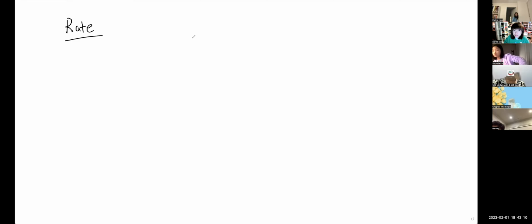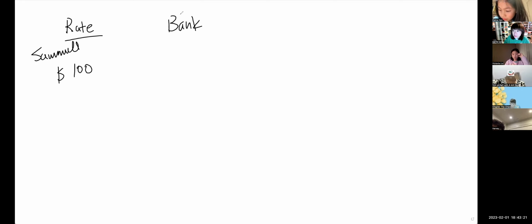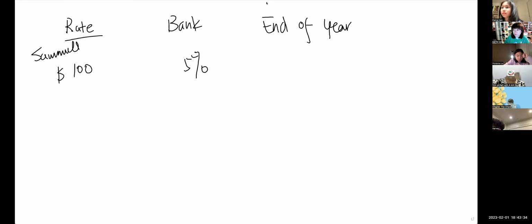For instance, say $100, okay? And Samuel has $100 and deposits the money into the bank. And the bank said, hey, Samuel, if you spend $100 for us, now I'm going to give you 5% interest. So now I want to ask everybody, at the end of the year, how much money will Samuel have? 5%, $105. Is the interest monthly or yearly? Yearly. Very good.